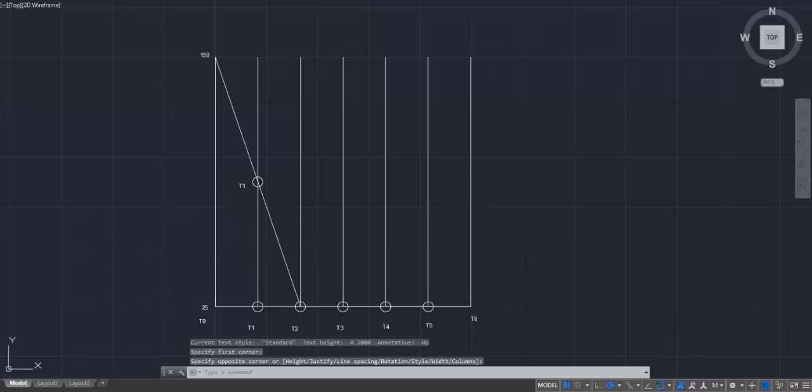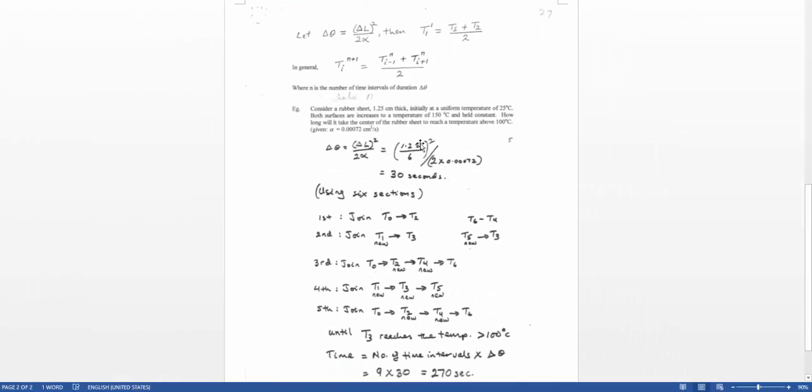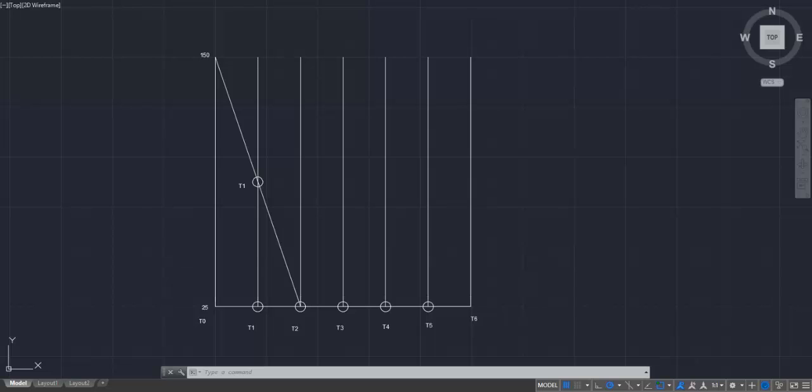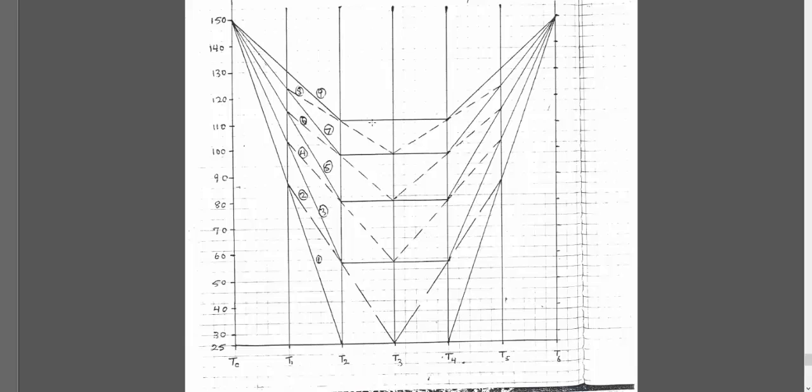Now, some key phrases to remember in this example here. They said that for the center of the rubber sheet, they want to get how long it'll take to get to the center of the rubber sheet above 100 degrees Celsius. That gives you a general idea as to what they want, because that center will basically mean you're going to have to get a horizontal line that will be above 100 degrees Celsius.